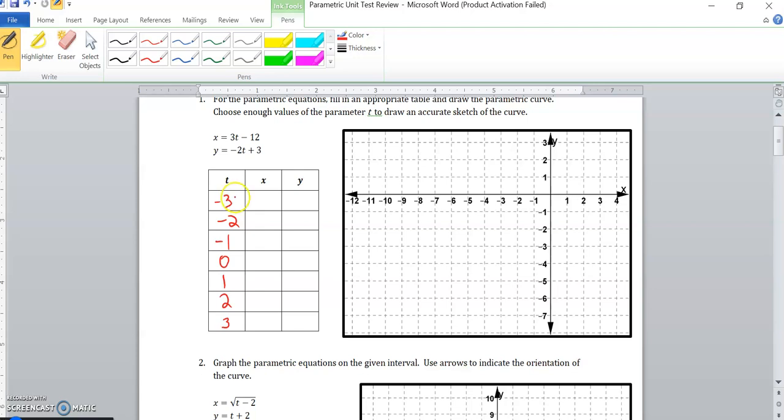So then all you do is you plug in -3 into the x equation, and you get -3 times 3 is -9 minus 12, that's -21. So that goes in for the x. The y value when t is equal to -3 is 6 plus 3, or 9. And we just continue that. So 3 times -2 minus 12 is minus 18. And then you plug it into y and you get 7. And these you get.